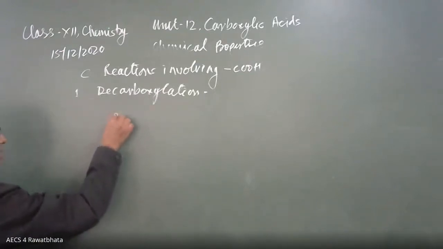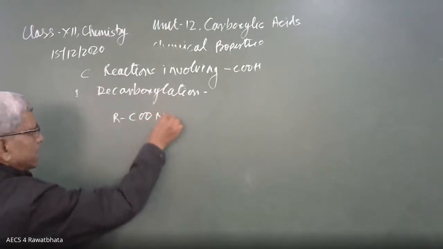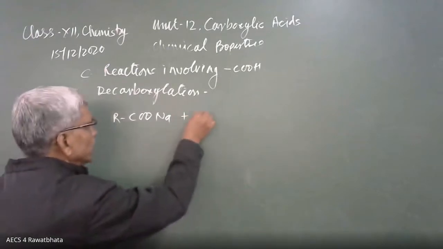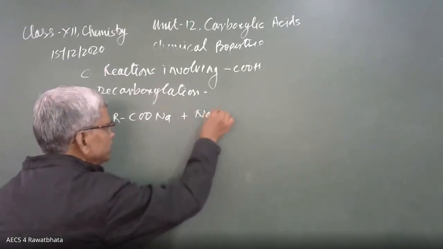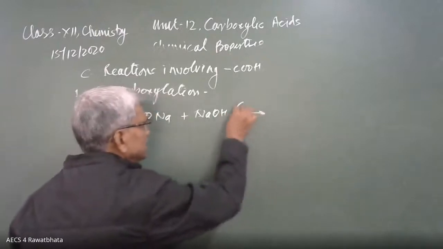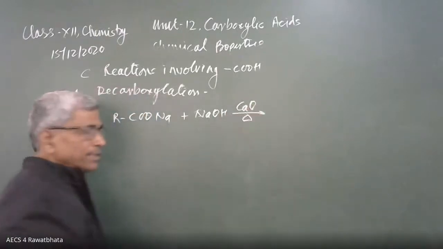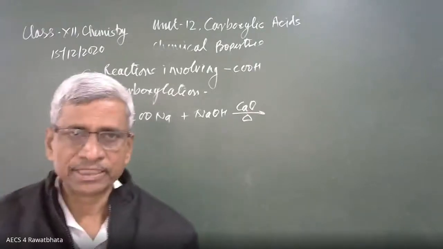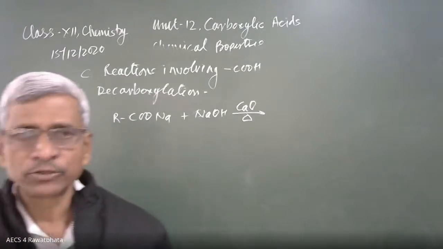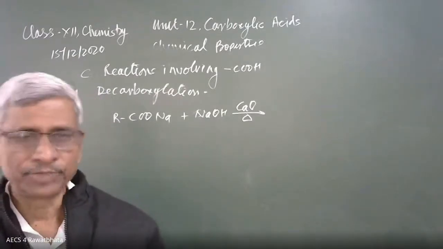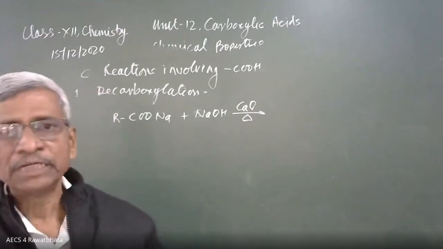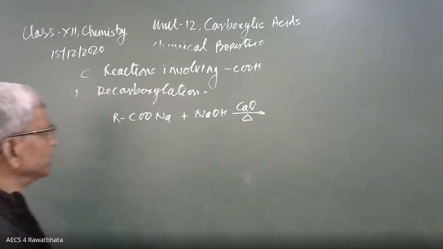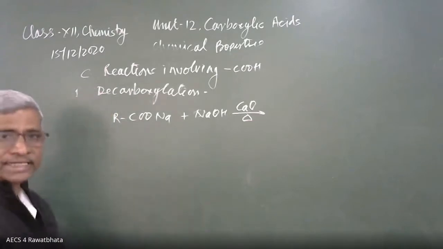And here is RCOONa. Sodium salt of carboxylic acid is heated with soda lime. Soda lime is the mixture of NaOH and CaO, and it is heated. The mixture of NaOH and CaO is called soda lime. CaO, actually its role is, NaOH is hygroscopic. It absorbs moisture from the atmosphere. The CaO prevents this process. It checks the absorption of water, so that NaOH does not become moist.